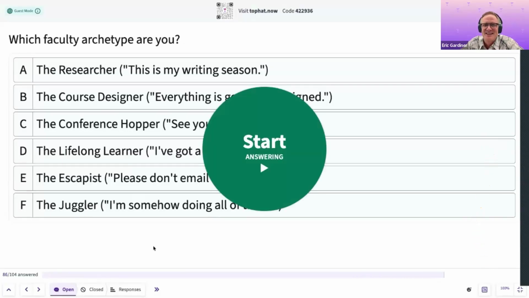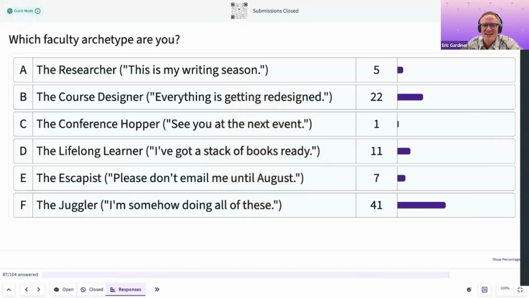So let's see the results. We've got Danielle, our event manager, on the back end, kind of helping drive some of this interaction here. Okay. So we have the juggler, a lot of those folks, the course designer. Ooh, so maybe that's why we've got a number of folks here who are from that archetype, thinking about ideas to redesign their courses, which is perfect because hopefully we're going to land some new insights and some fresh perspectives that you can take into your teaching practice.